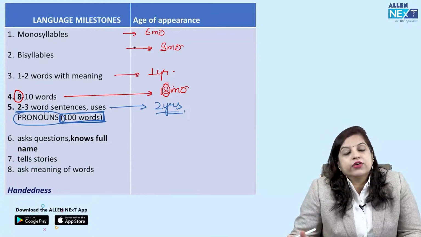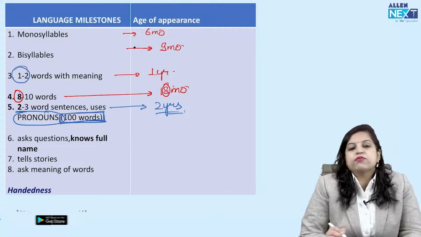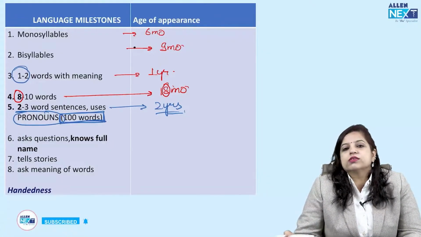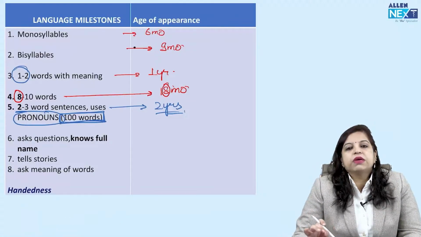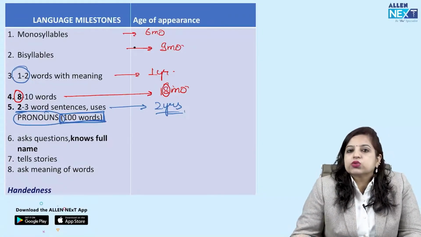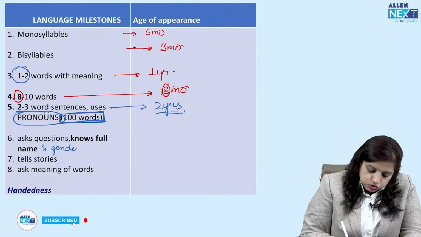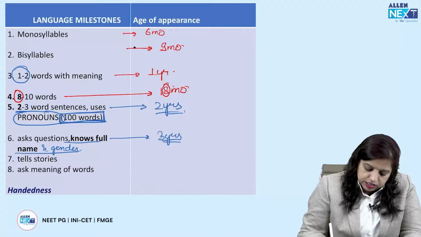Imagine in the second year of life, the child gains so much. At 1 year, he's just having the vocabulary of 1 to 2 words with meaning, while at the age of 2 years, the child is having a vocabulary of 100 words, and he can make a sentence of 2 to 3 words at 2 years of age. Now, asks questions, knows full name and even gender. So this comes at what age? Yes, you are correct. It comes at 3 years of age.